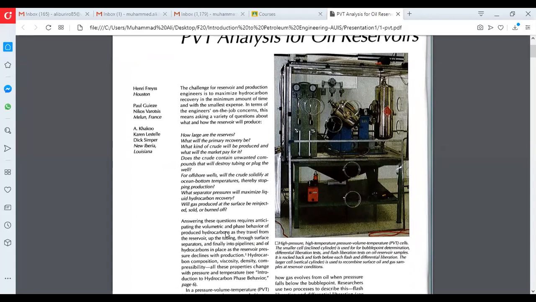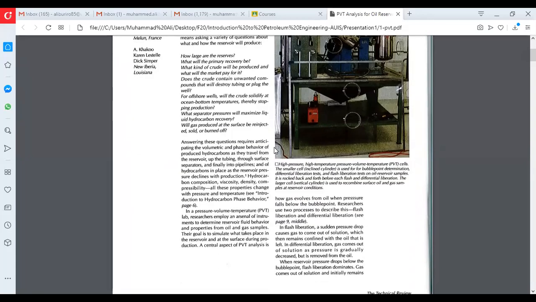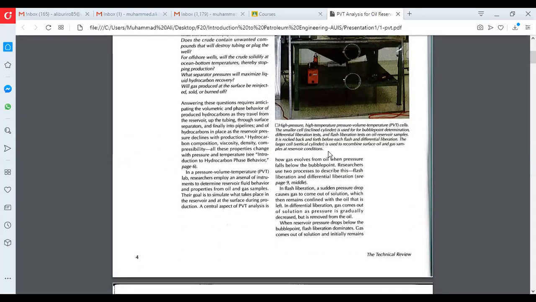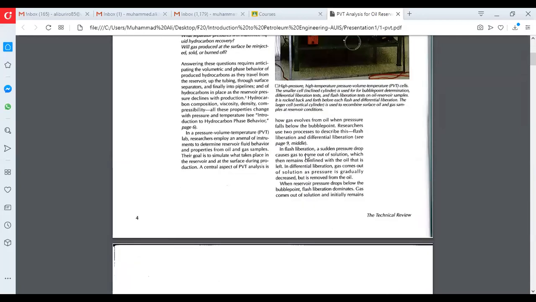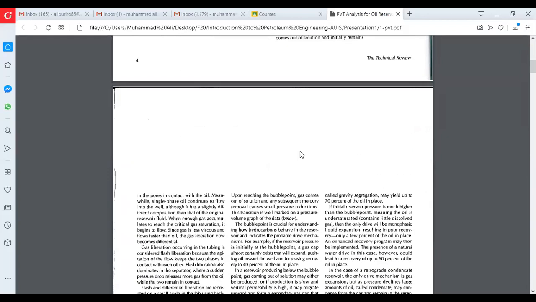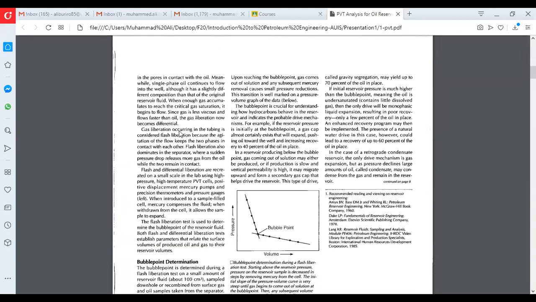Now, what is the phase behavior? Phase behavior we just discussed. It's a graph showing the behavior of oil and gas inside the reservoir at different pressure and different temperature. It's already mentioned here. What are the tests we do on this equipment? We have a test called flash liberation, a sudden pressure drop, and we have another one, differential liberation, gas liberation.